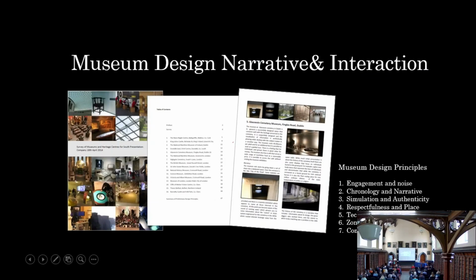I was also involved in the development of Nano Nagle Place, where we were looking to establish some design principles or heuristics for the exhibition and for the overall space. And surprisingly, narrative came up in that process as well.